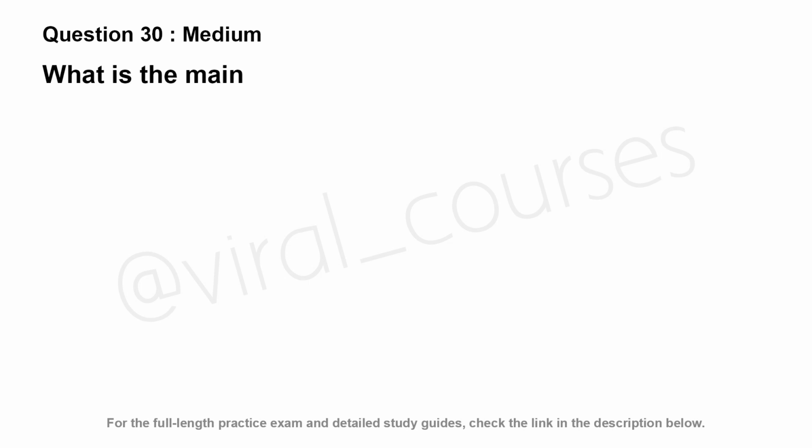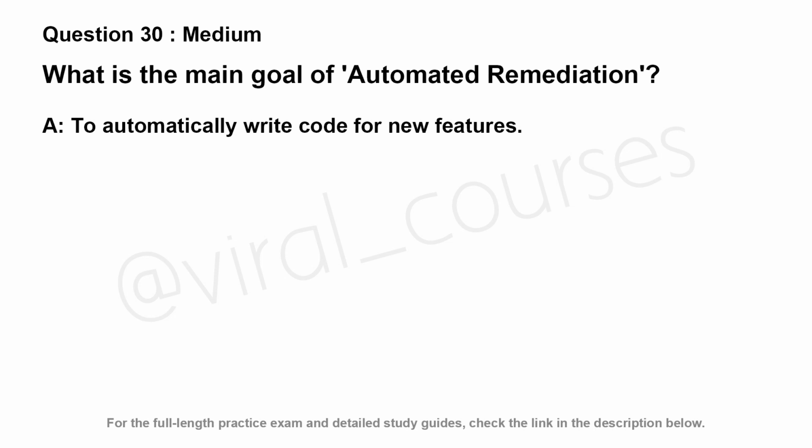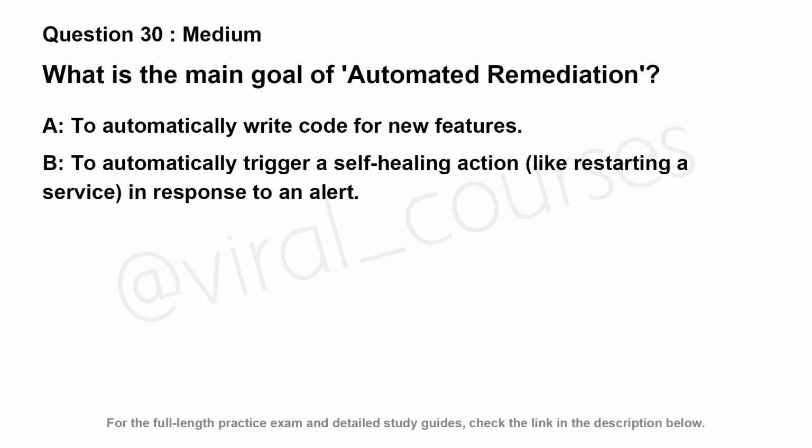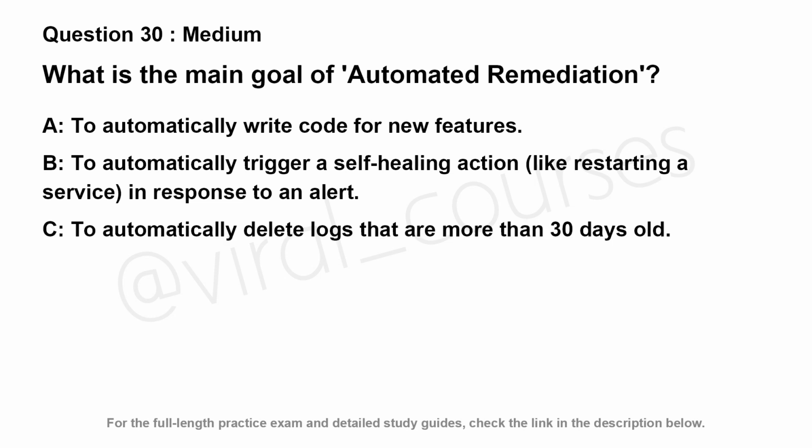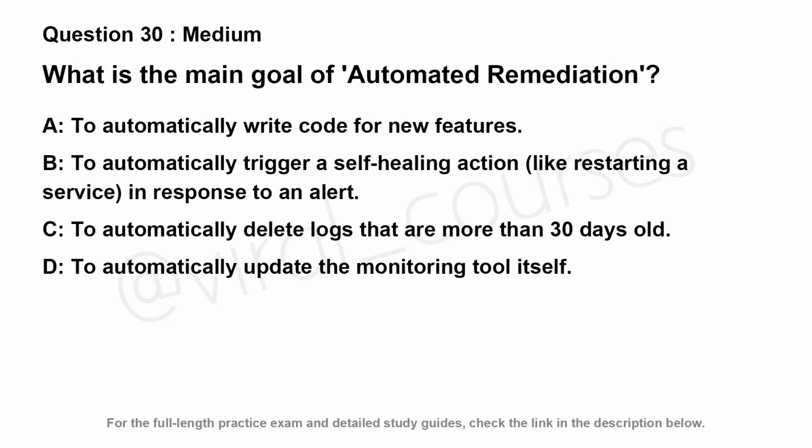What is the main goal of automated remediation? Option A, to automatically write code for new features. Option B, to automatically trigger a self-healing action, like restarting a service, in response to an alert. Option C, to automatically delete logs that are more than 30 days old. Option D, to automatically update the monitoring tool itself.